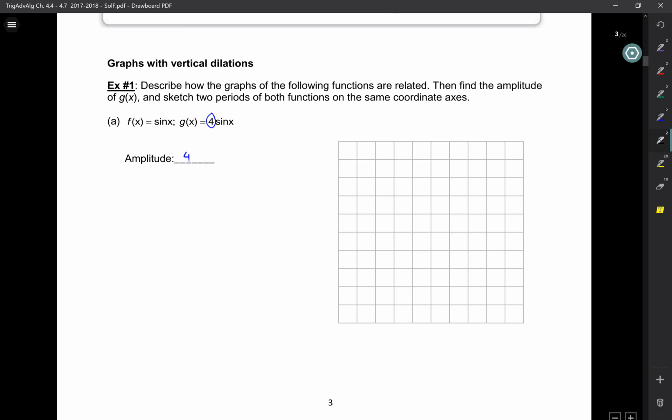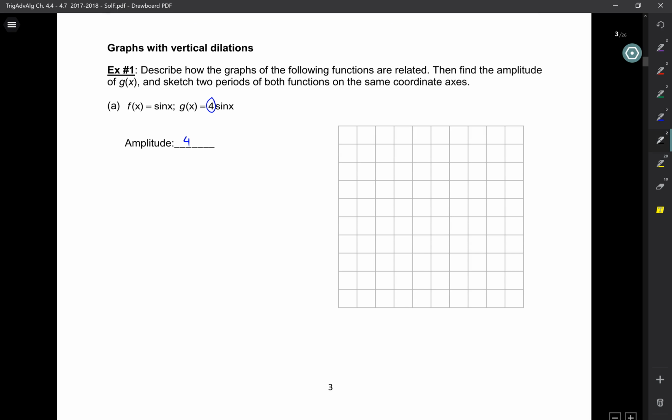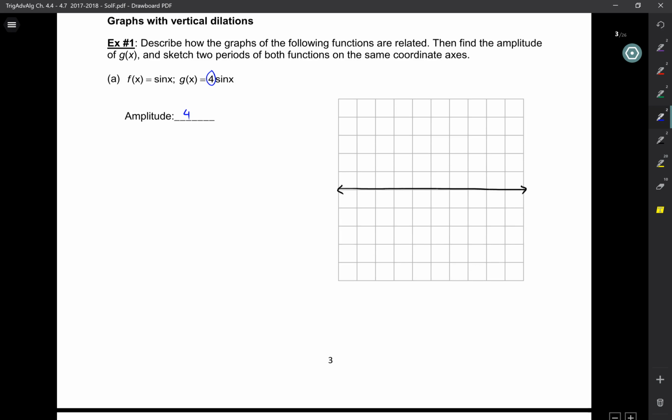Now, here's what we're going to do. I'm always going to give you a grid like this, and you're just going to put the x-axis down the middle. Now, sine of x, we said goes from 0 to 2 pi. So here, I'm going to start at one of these marks, and I'm going to go from there. So this, I make it 0. From that point, I go 4 over, 1, 2, 3, 4, and that's 2 pi. Total, you've got to have 5 points.